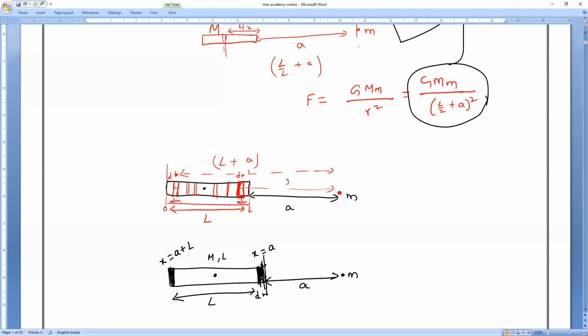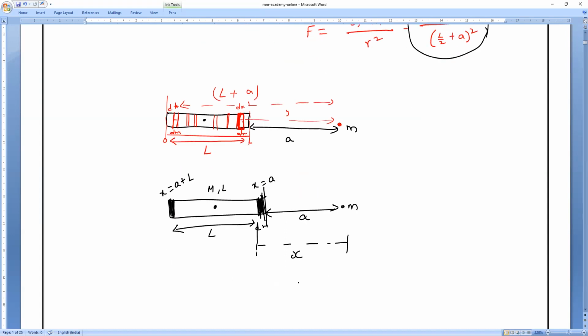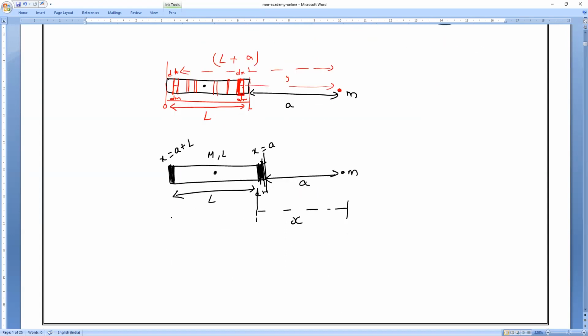So let me take a particular segment. The distance between these two points, let me take that whole distance as x. Clear? Why am I taking x? I can take it from anywhere. Am I right, Pradosh? I can take from here to here also, this is also maybe x. Do you understand, Rudreswa, Narayan? Clear? So I am taking two limits: one where x equals a, and the other where x equals a plus L. Will you all agree with me, guys?